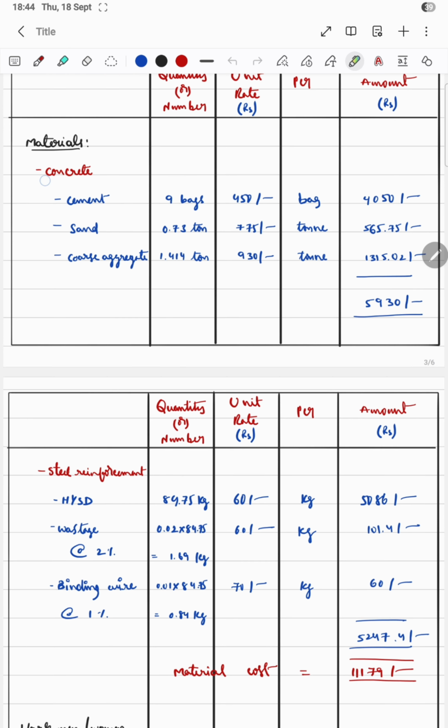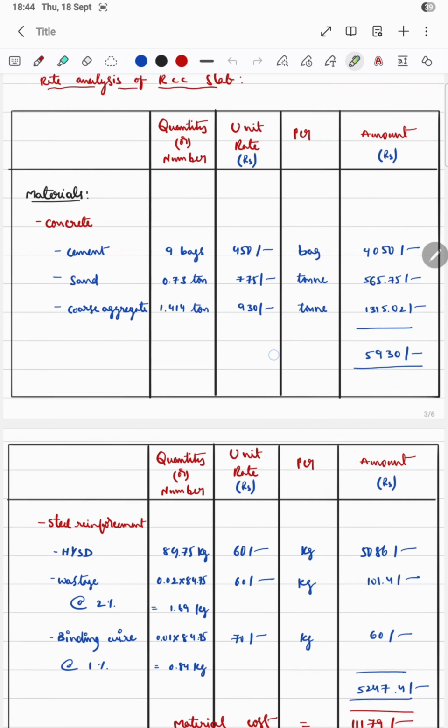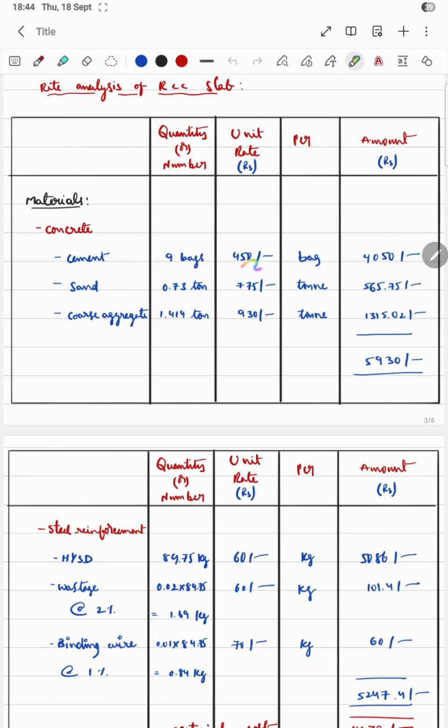In the materials we have concrete. For concrete preparation we need cement, sand, and coarse aggregate. For cement we already calculated that we need 9 bags. Each bag costs 450 rupees, so multiplying 9 into 450, we get 4050 rupees for the cement.